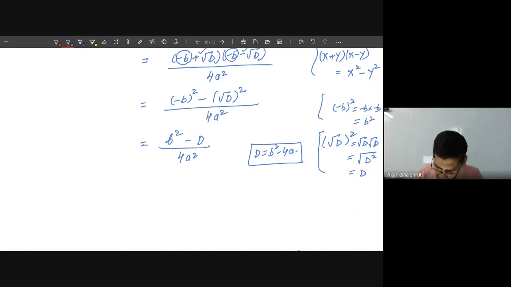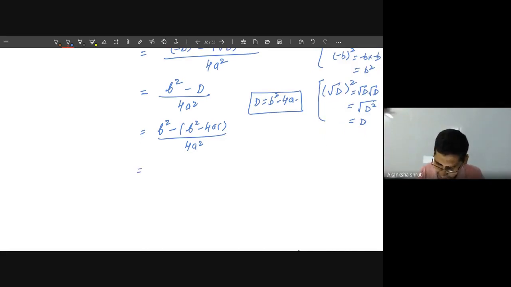So substitute it here. B square minus. Keep in mind, minus is there. So you have to take the bracket: B square minus 4AC divided by 4A square. So we must do the proper calculation. Now remove the bracket. B square minus of B square, and inside the bracket before this 4AC there is a negative sign, and before the bracket is also a negative sign. So the sign will change to plus.